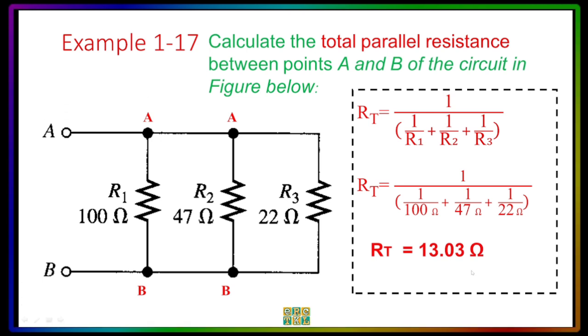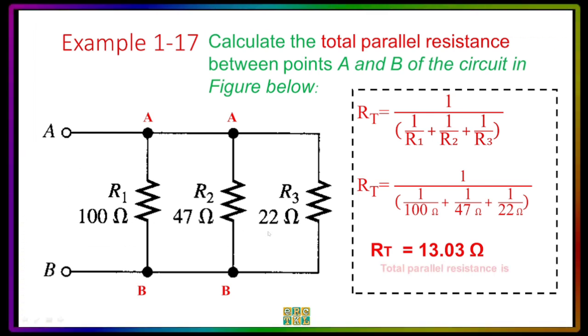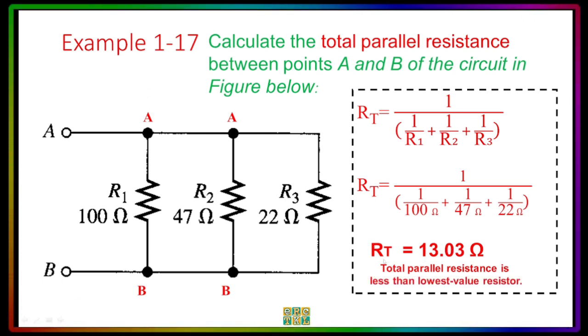Then it will give us 13.03 ohms. Now, if you compare the R total, it's 13 ohms more or less, but the highest here is 100 ohms and the smallest is 22 ohms. Therefore, we can say that the total parallel resistance of 13 ohms is less than the 22 ohms, which is the lowest resistor in the circuit.